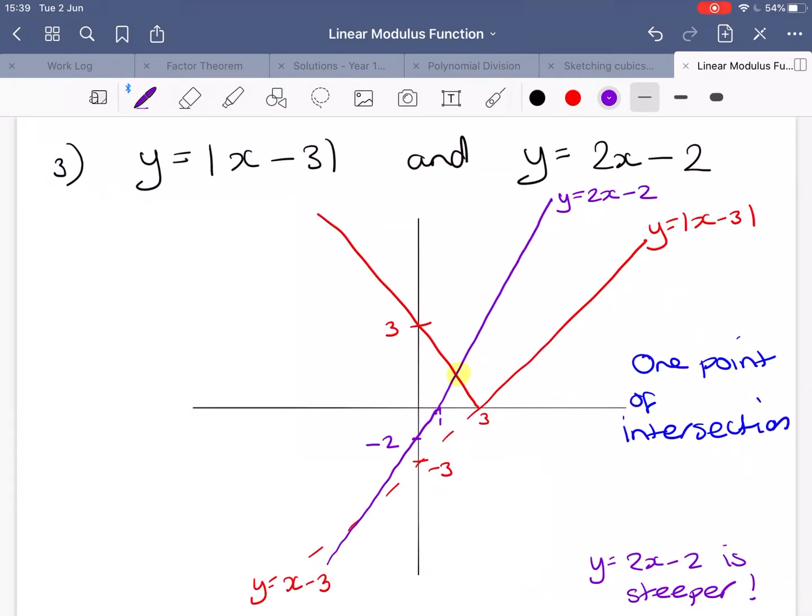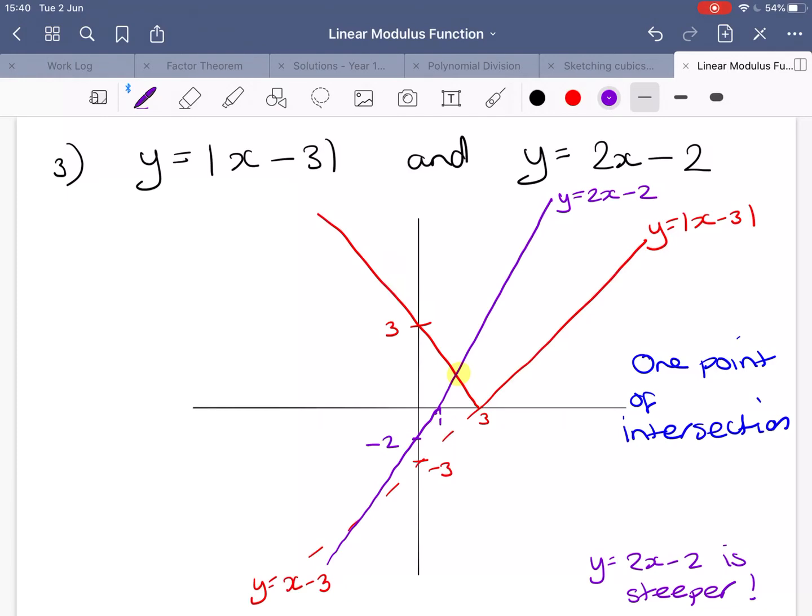Okay, so we had y equals modulus of x minus 3. So y equals x minus 3 has a gradient of minus 1. It's going to cross the y and the x-axis at 3. But again, because we're drawing the modulus, it gets reflected above the x-axis. And then y equals 2x minus 2 crosses the y-axis at minus 2, the x-axis at 1.